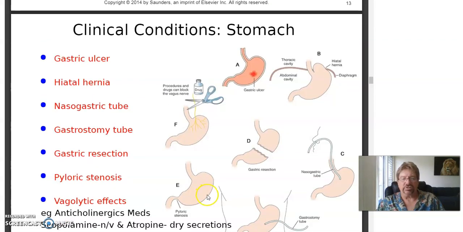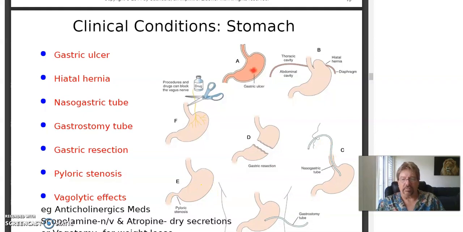Clinical conditions. Gastric ulcers are quite common. They found that most of them are due to the H. pylori bacterium. See, guys, they thought, well, there's no bacteria that lives in the stomach. It's too acidic for them. But they found out, yeah, it is. I was working in family medicine a little over 20 years ago when the bulletins first came out. And so, bingo, they found they could prescribe specific antibiotics and treat these things successfully.